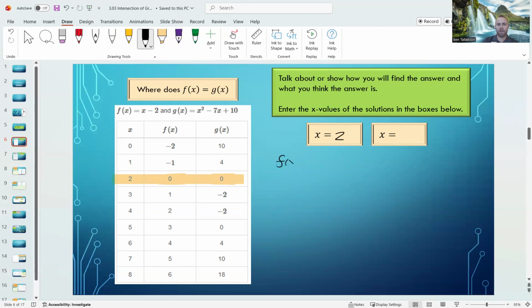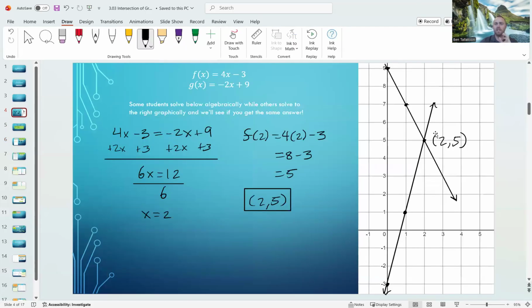If you were to write it out, you would say, okay, for the function f of x, you have a point 2, 0. And for the function g of x, you also have the point 2, 0. Okay, just like we saw back here, right? We graphed two straight lines. Both lines share this point, 2, 5. Okay?